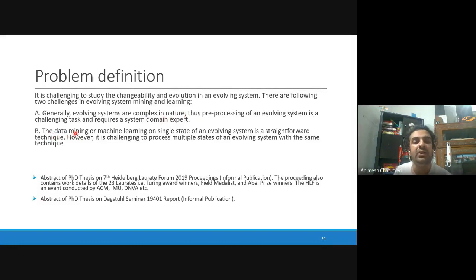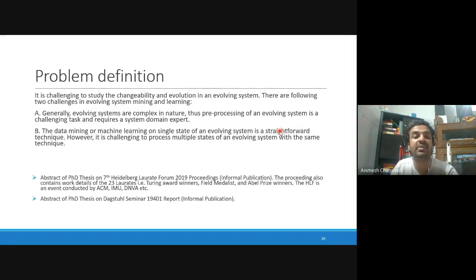Then second, you can apply data mining and machine learning on a single state, one state of an evolving system, in a straightforward and easy way. But the challenge is that when you have multiple states of the system and you need to apply data mining and machine learning on the multiple states of an evolving system, then how can you apply that data mining or machine learning on those multiple states of the evolving system?